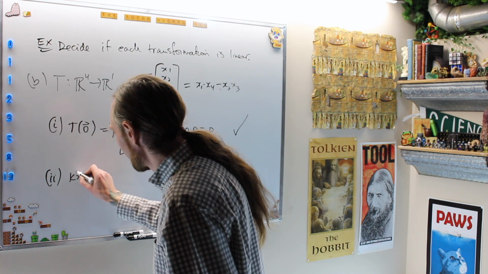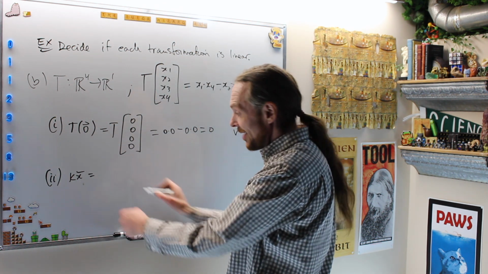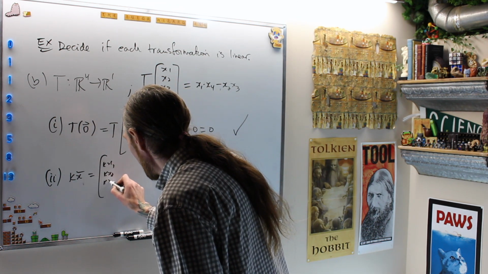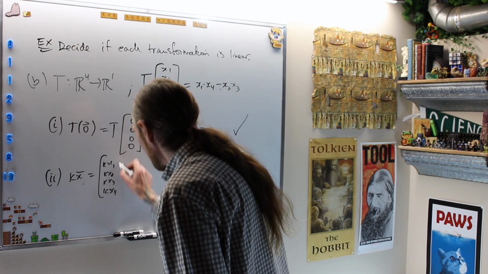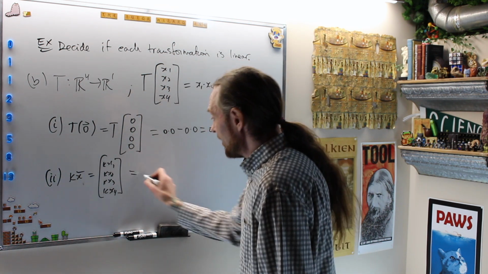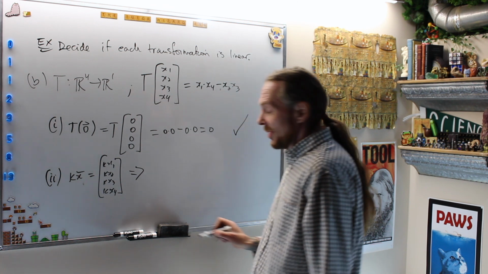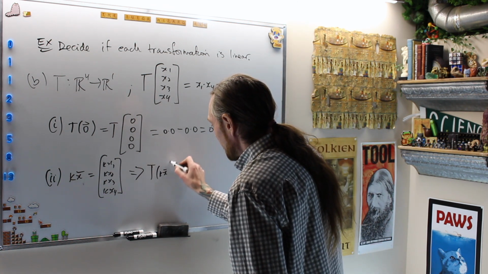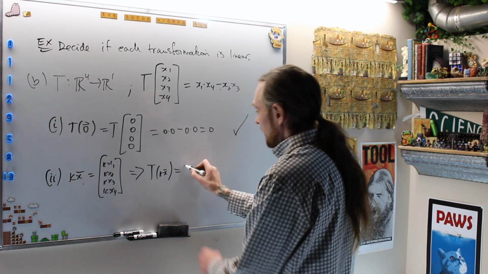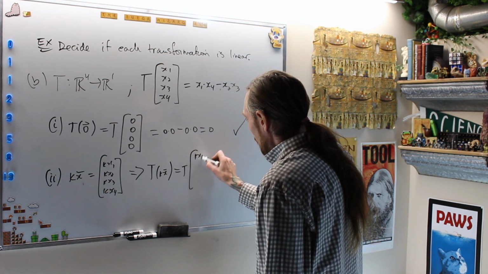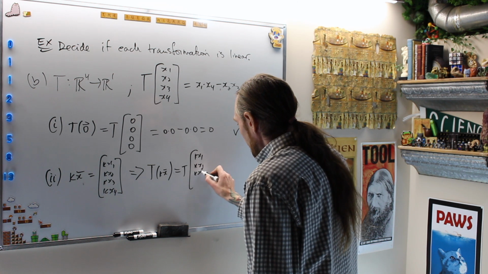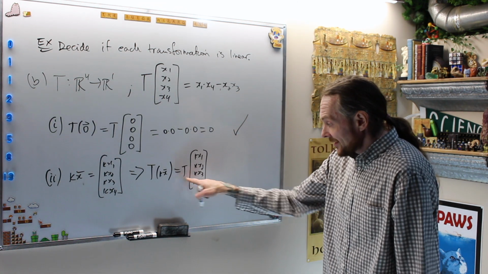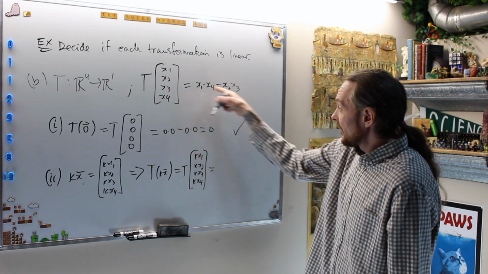kx1 or kx is equal to what? Every time I have to do this. So this is kx1, kx2, kx3, kx4. And that implies that when I apply T to that, T of kx is equal to T of kx1, kx2, kx3, kx4. Yes, just go through the motions. And now I apply T to that thing. I put those wherever here.